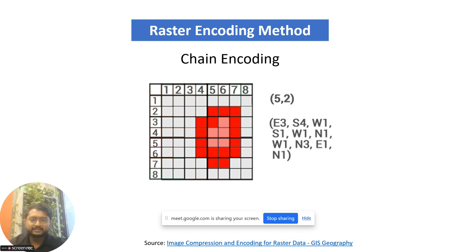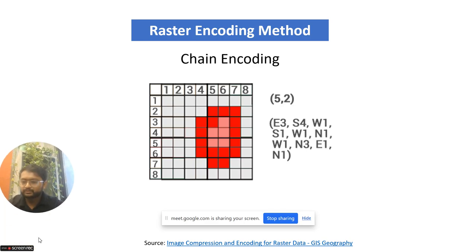Now let's take one concept, which is chain encoding. In this concept, we cover the boundary of the polygon. Basically these methods are for raster data. So here is how we will do chain encoding. In this case, we have this. Let me turn on my pointer.